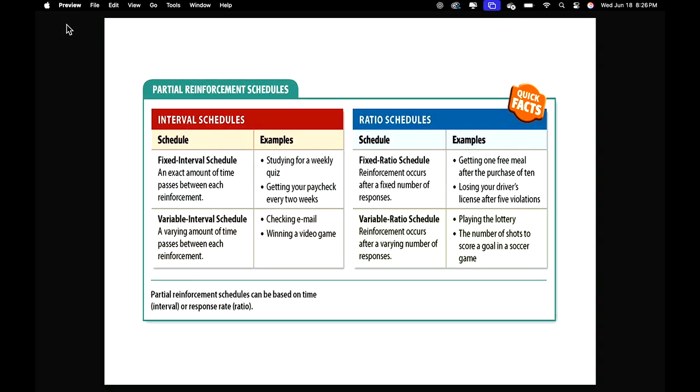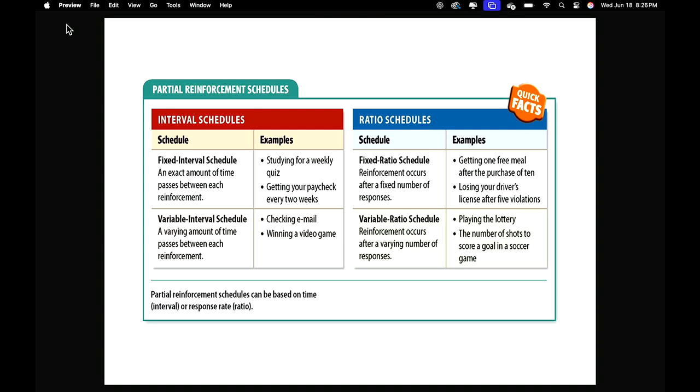There are schedules that are based on time. Those are interval schedules. And there are ratio schedules. This is the number of reinforcers, the number of behaviors that need to occur in order to get a reinforcer. So when you have a fixed interval schedule, that means an exact amount of time passes between each reinforcement. So every hour, every 2 weeks, that's a fixed interval schedule. So your paycheck is a fixed interval schedule if you're getting paid every 2 weeks.